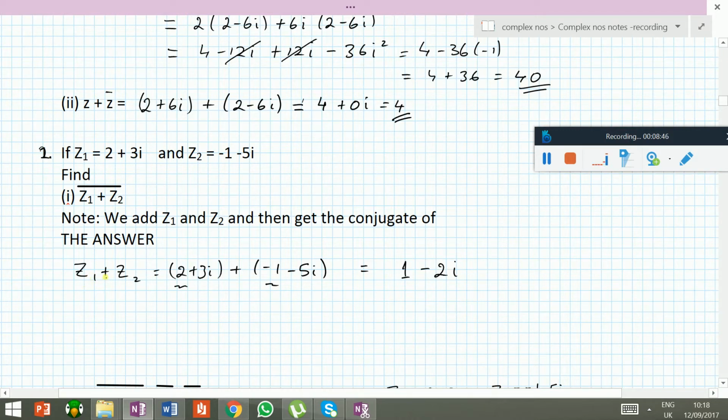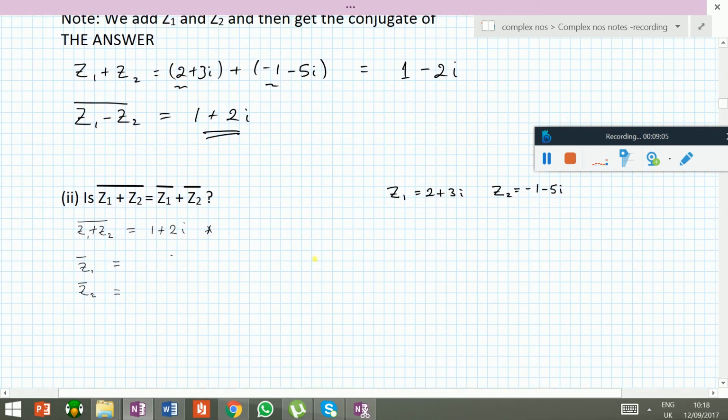And that is equal to z1 plus z2. But we want the conjugate of z1 plus z2, the conjugate of the answer. And you simply take the complex number and change the sign of the imaginary part. So it becomes 1 plus 2i. And that's the answer there.